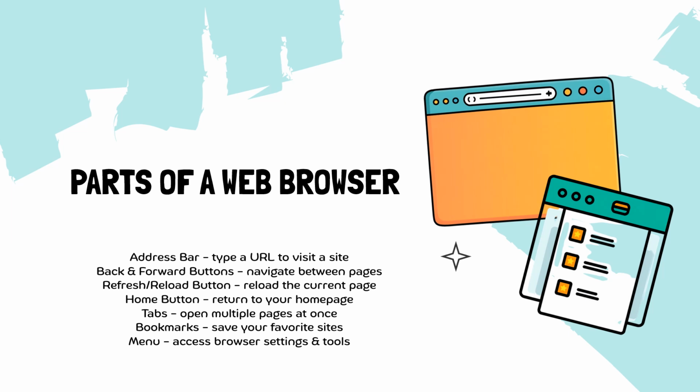Next is the refresh or reload button. If a page isn't displaying properly or you want to load updated information, you can click refresh. The home button takes you to the browser's designated homepage. We also have tabs. Tabs are very useful because they allow us to open multiple web pages in the same browser window. Next are bookmarks. We use bookmarks to save websites that we want to visit again. Finally, the menu gives us access to additional browser settings and tools. Knowing these parts will help you navigate the web more efficiently.